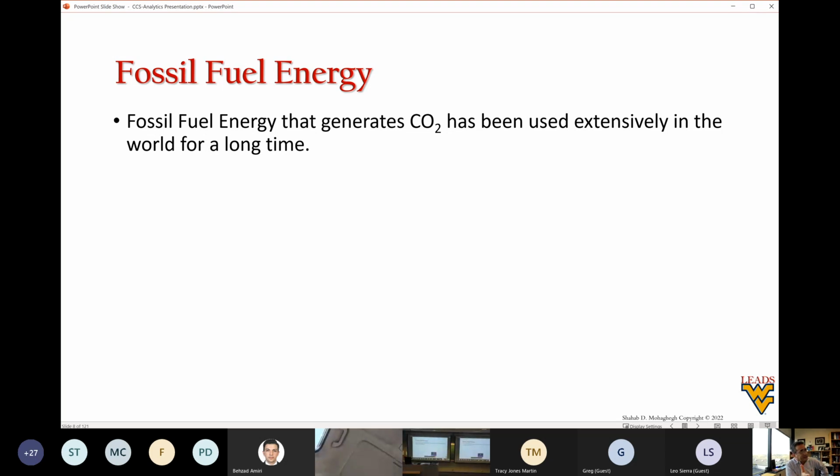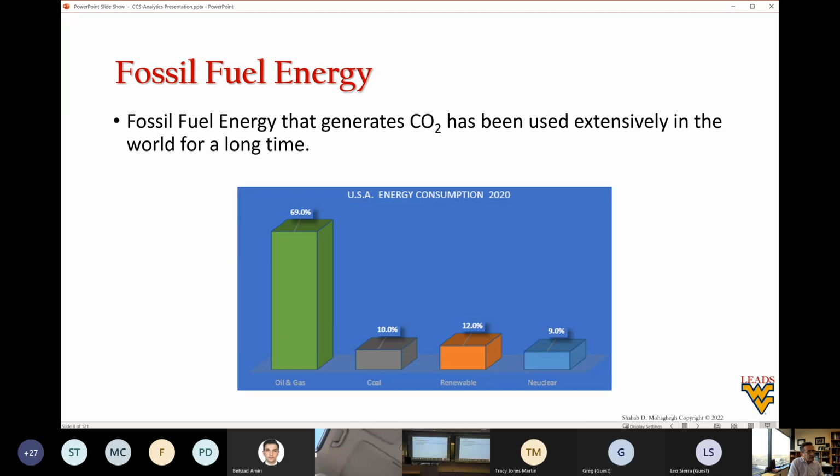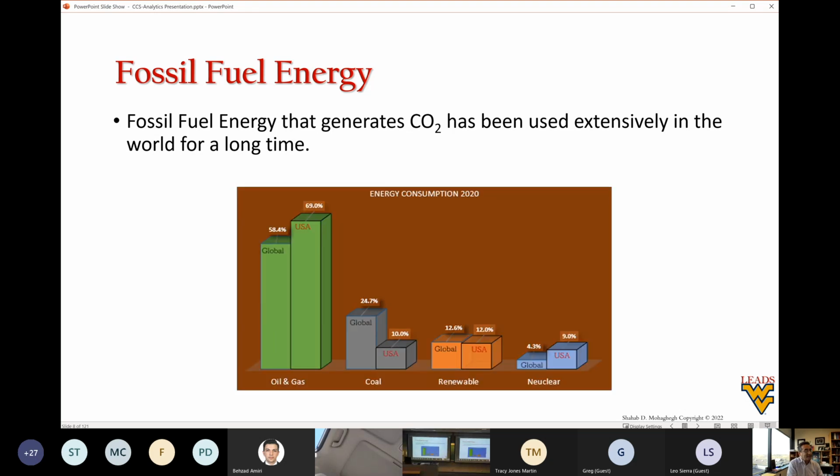Fossil fuel energy generates CO2, and it has been used extensively in the world for a very long time. As far as the US is concerned, in 2020, about 69% of all the energy was from oil and gas, 10% was from coal, 12% was renewable, and 9% was nuclear. But globally, as you can see, there is not much difference. The oil and gas was about 59% versus 69%.